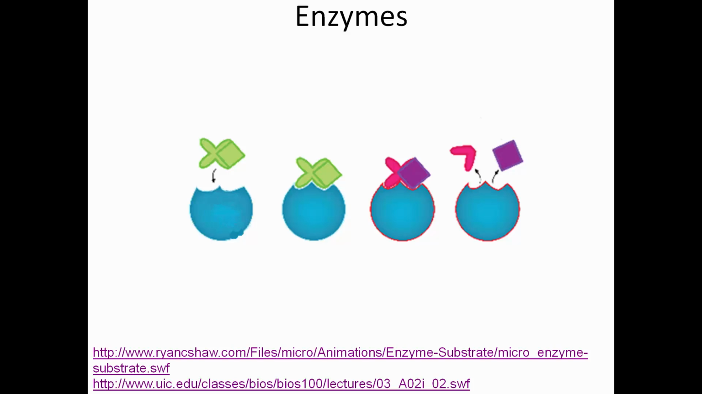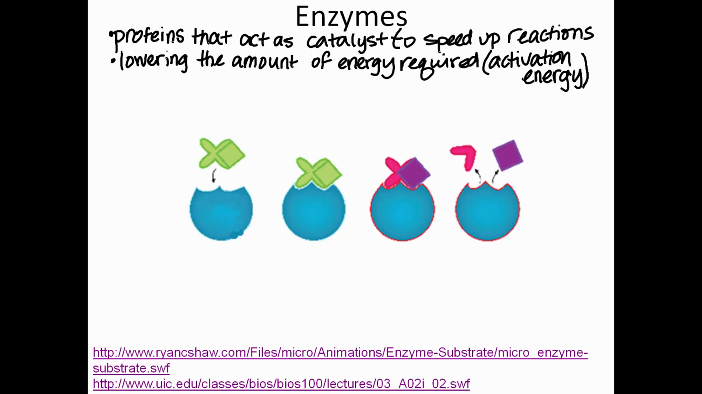Some of these reactions would take temperatures higher than 37 degrees Celsius or 98.6 degrees Fahrenheit, which would be bad for us, or even lower temperatures than that, which would also be bad for us. But enzymes are a special protein group that acts as a catalyst to speed up reactions. They do this by lowering the amount of energy required, which is called the activation energy.